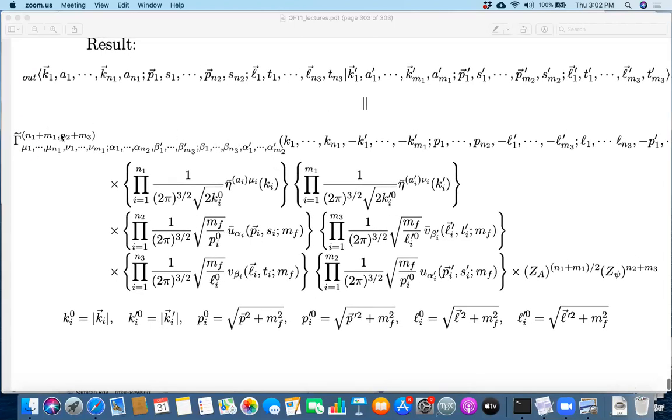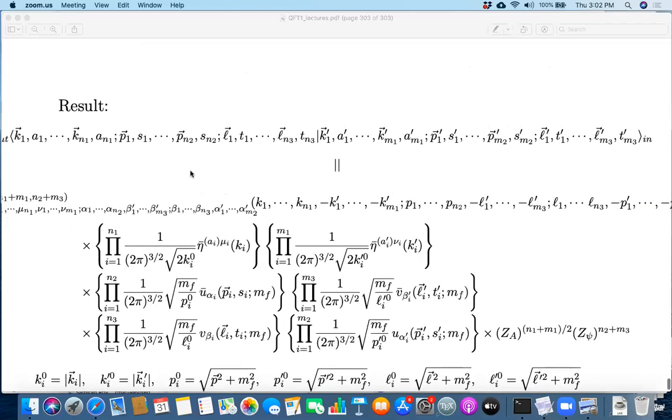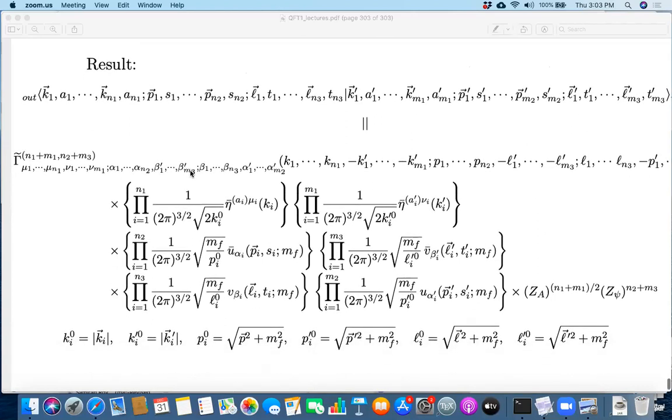basically using this amputated Green's function. But I think I'll elaborate on this more next time. So I think today already time is up, so I'll stop here.